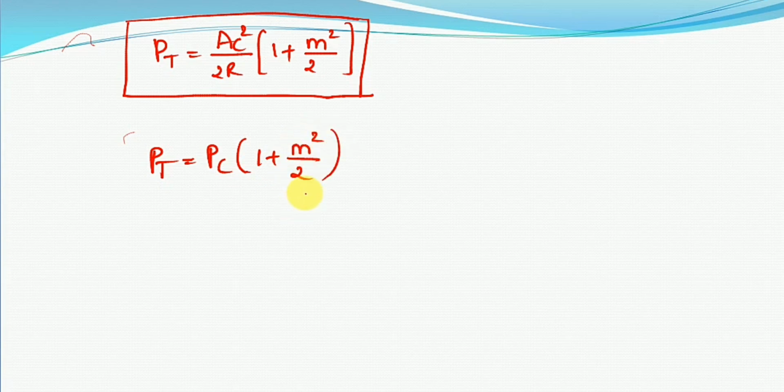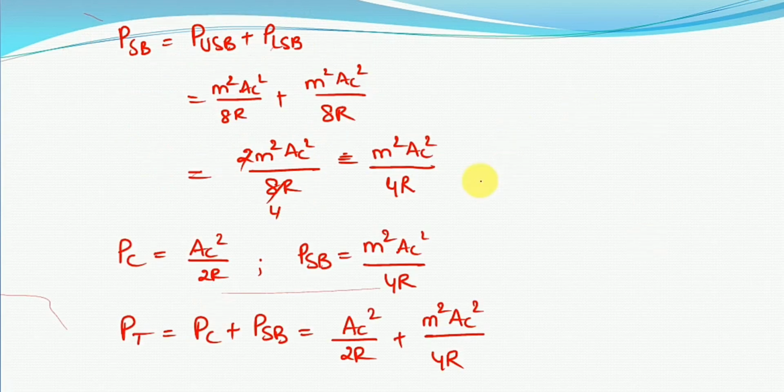Okay. So for the assumed message signal and carrier signal mathematical expressions, we can find the total power of the AM signal as the power due to carrier signal plus the power due to sideband signal. After simplification, we get the carrier power as AC square by 2R and the sideband power as m square AC square by 4R. Now simply substitute this carrier power and sideband power in the total power equation. Then finally we get the total power as PC into 1 plus m square by 2. So this is the procedure for the mathematical analysis of power for an AM signal.